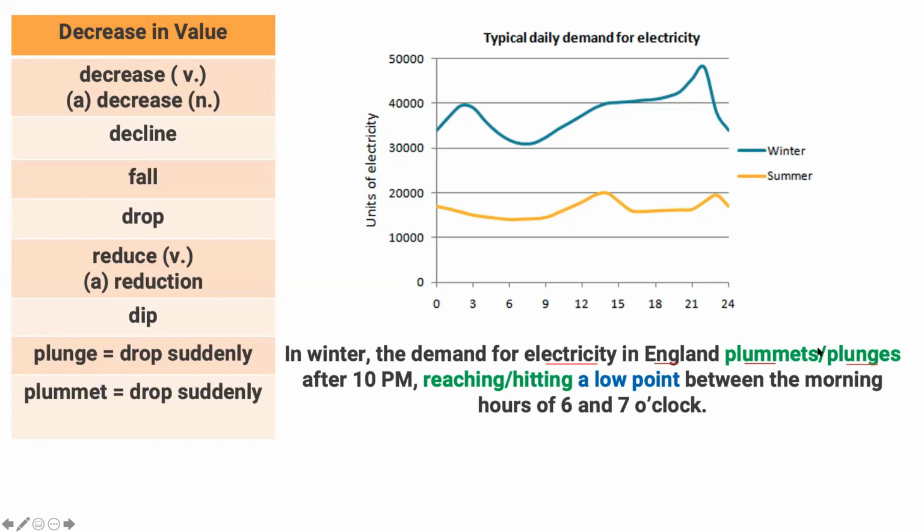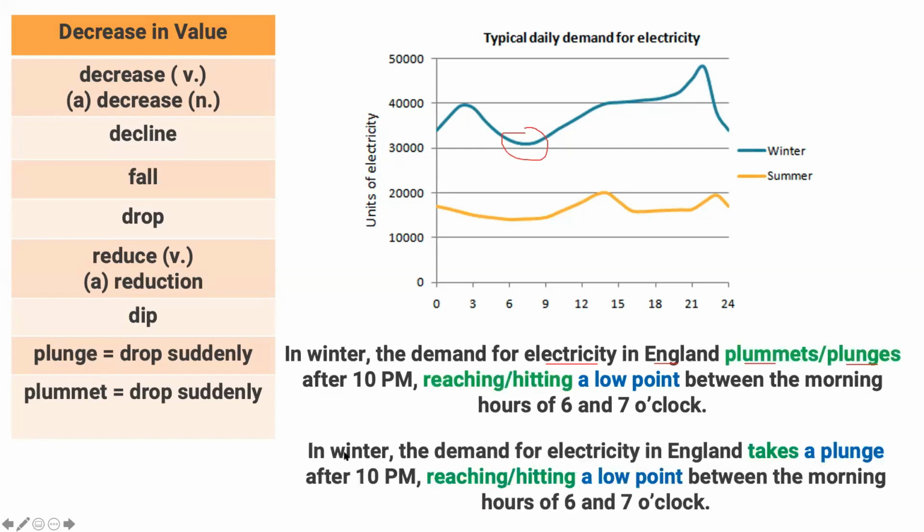So you could say plummets or plunges after 10 p.m., reaching or hitting a low point between the morning hours of 6 and 7 o'clock. And so you see here, 6 and 7 o'clock, this is the low point. So that's why we see it reaches or it hits a low point.